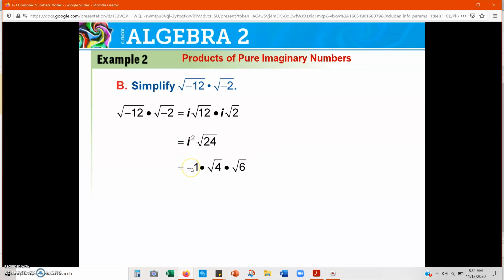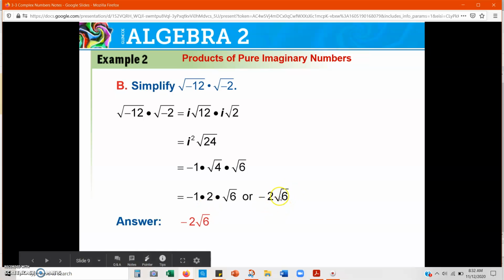i squared is equal to negative 1. Square root of 24 would be equal to the square root of 4 times the square root of 6. And so we've got negative 1 times square root of 4, which is 2. Square root of 6 we can't simplify, so we put it all together: negative 2 times the square root of 6. And that's our final answer there.